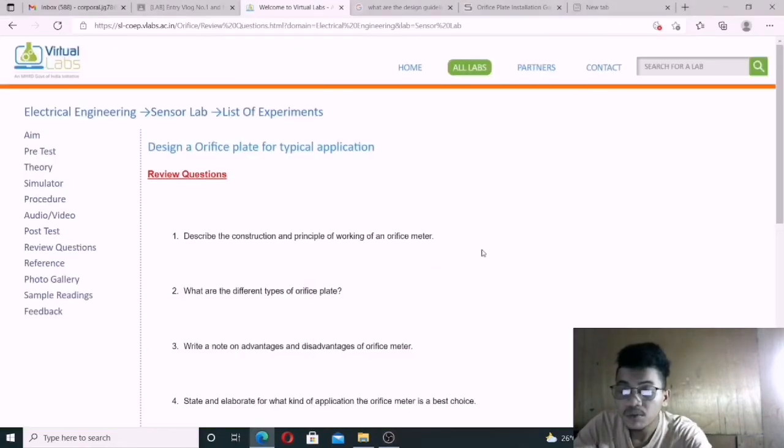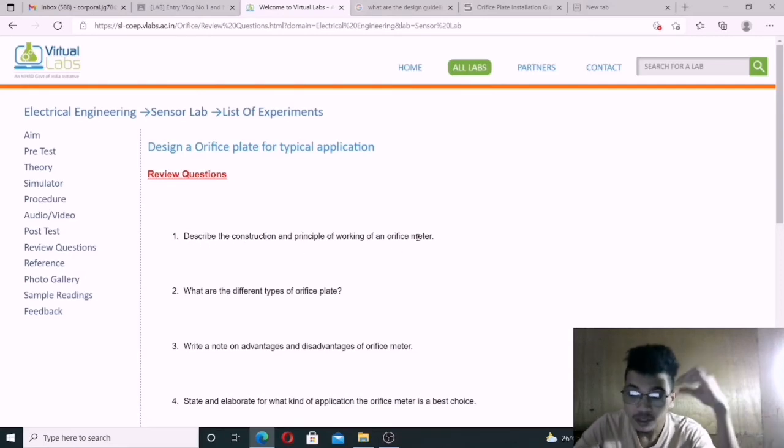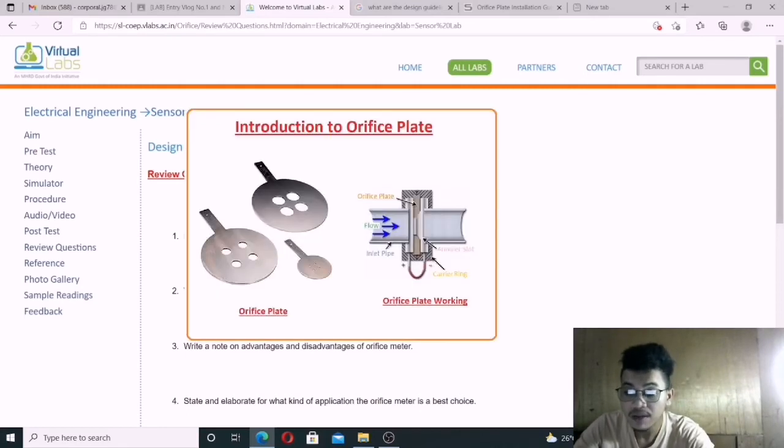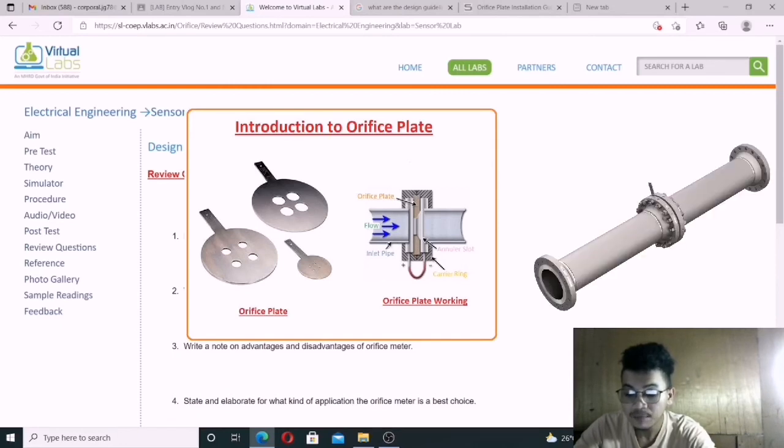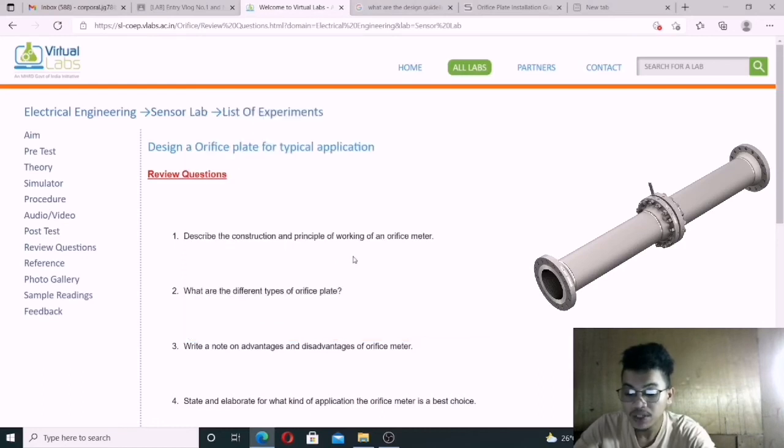Now we move on to the last part of our virtual lab, which is the review questions. The first question is, describe the construction and principle of working of an orifice meter. Now we know that an orifice meter is a device used to measure the differential pressure of a pipe. The orifice plate should be installed in a straight, smooth pipe to avoid disturbance of flow patterns from fittings and valves.